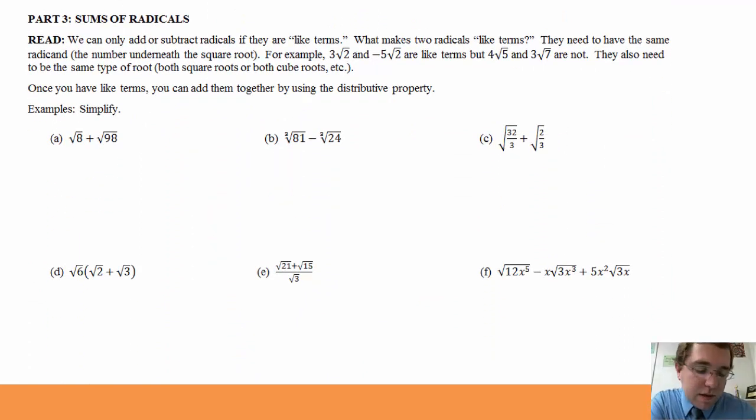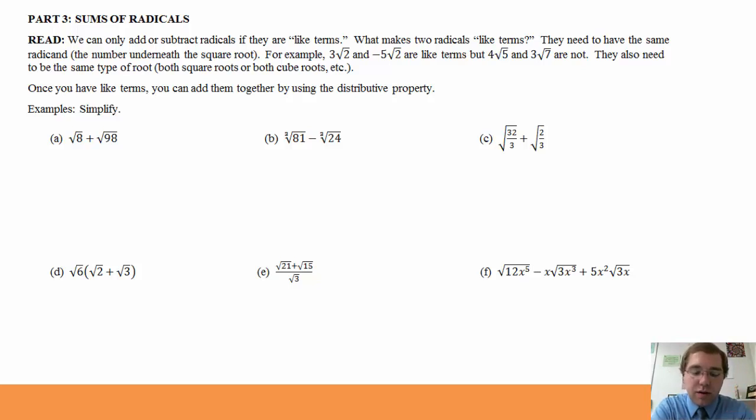Part 3, sums of radicals. So we can only add or subtract radicals if they are like terms. What makes two radicals like terms? Well, two things. They need to have the same radicand. They need to have the same number underneath the radical, the same number underneath the root.